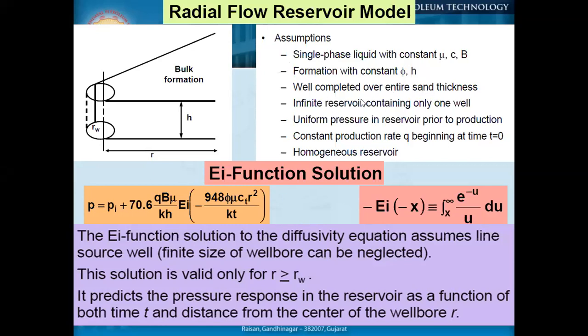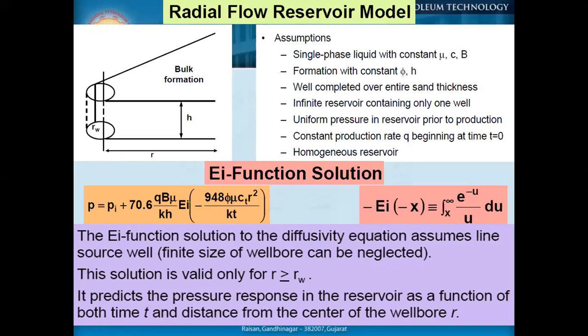If you remember, we discussed skin. Sometimes due to partial penetration, or completion over only a small part of the whole thickness, we get some skin. But here we are considering that the whole thickness has been perforated and completed. Then, an infinite reservoir containing only one well. Actually we have many wells in the reservoir, but for the solution of these equations we consider an infinite reservoir containing only one well. That means whatever the reservoir volume, only one well is getting the support.